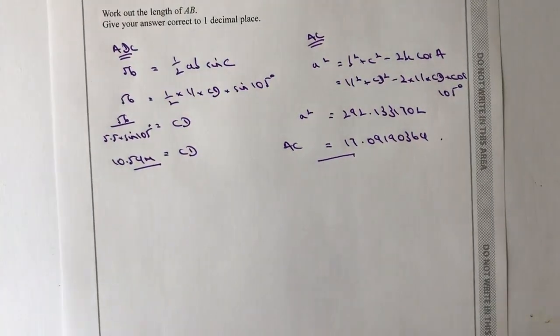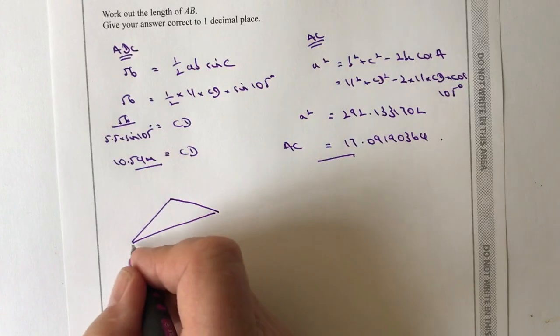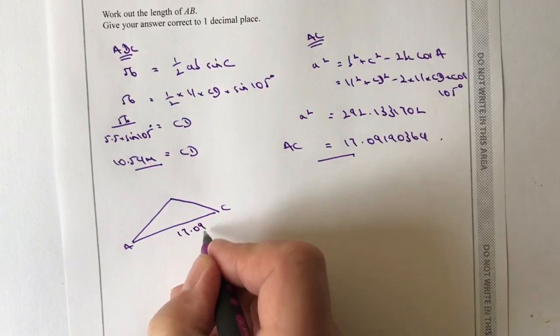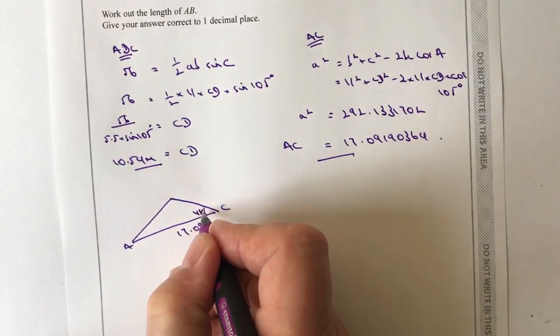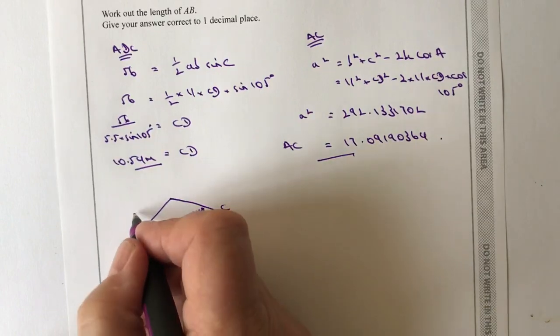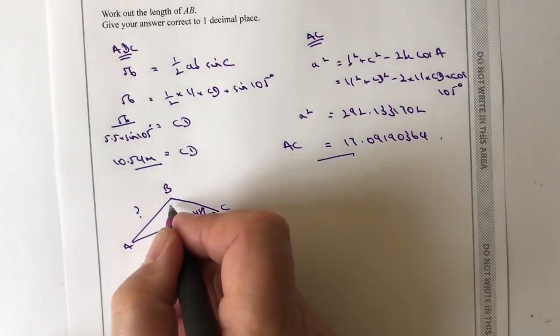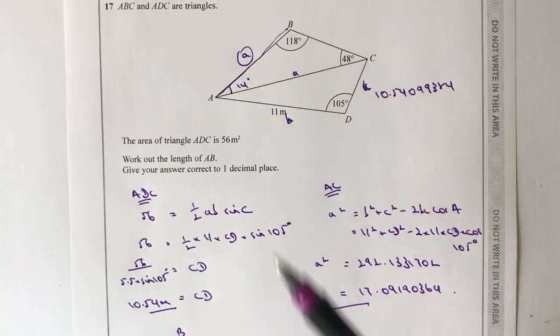So basically, we've got this triangle. It looks something like that. This is A and this is C, and we've just figured out that this is 17.09 something or other. What we also know is that I've got this value here, which is 48, and I've got this value here, which is what I'm looking to achieve, which is AB. But they have told me that this is going to be 118. So as it turned out, I didn't need to calculate that, but I did anyway.